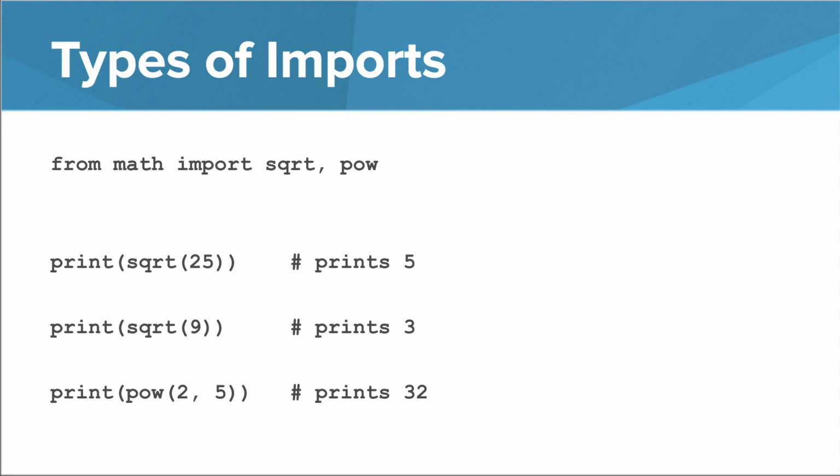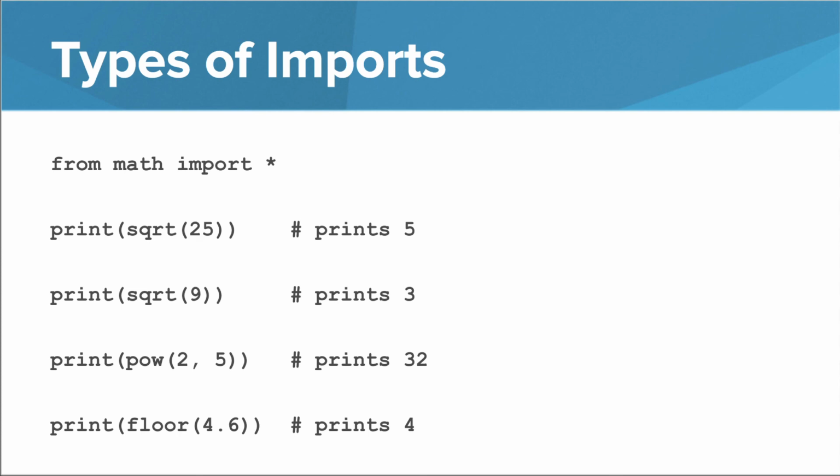If we want to import every single name that exists inside the math module, we can say from math import star. And star is just a special character that means import everything. Give me every name that exists inside the math module. And now I can use all those names here in my program.